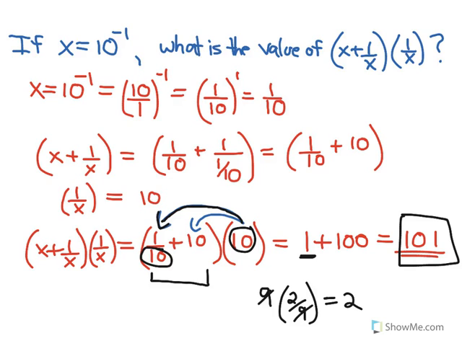So hopefully this is helpful. It should be a good reminder of negative exponents. You flip the base and make it a positive exponent. And then fractions, 1 over a fraction just makes the fraction flip. So 1 over 1 over 10 just became 10 over 1, or 10.